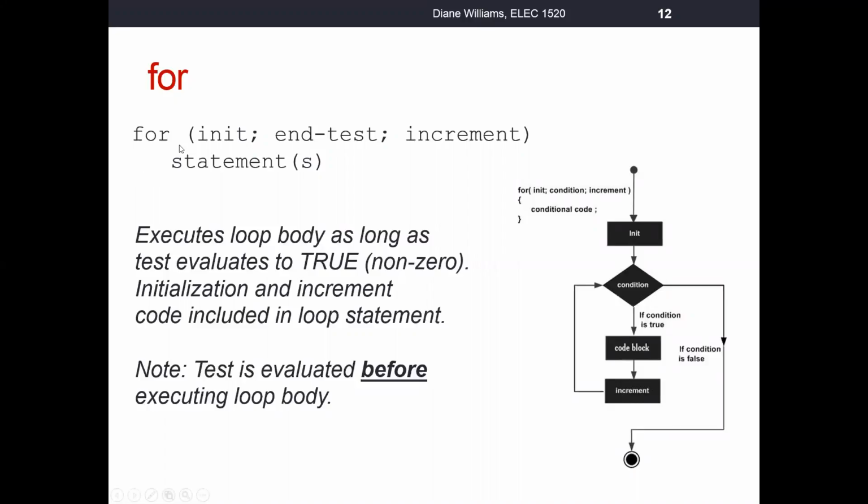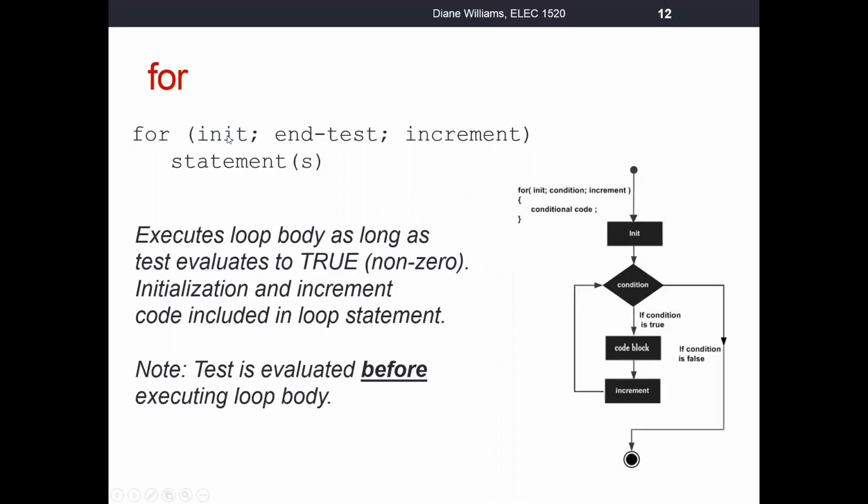So we're going to have for, followed by parentheses. Inside the parentheses, we can put three different C statements. The first one will be an initializer condition. So we could actually declare variables in here and initialize them, or we could simply initialize variables to a starting value. We'll see that these statements only ever execute once.